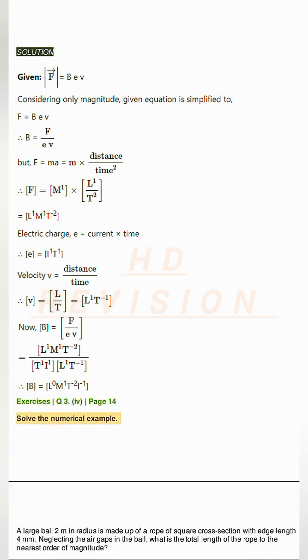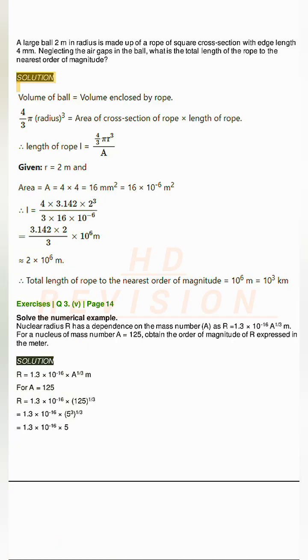Solve the numerical example. A large ball 2 meters in radius is made up of a rope of square cross-section with edge length 4 millimeters. Neglecting the air gaps in the ball, what is the total length of the rope to the nearest order of magnitude? Solution. Exercises Q3. B.